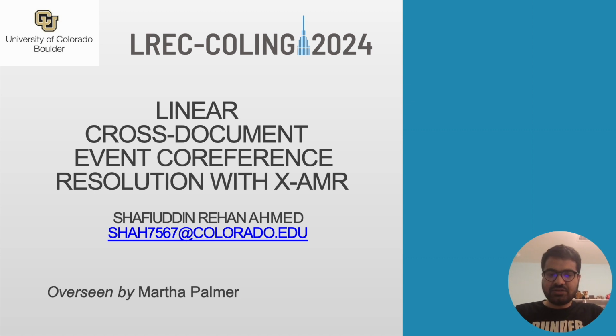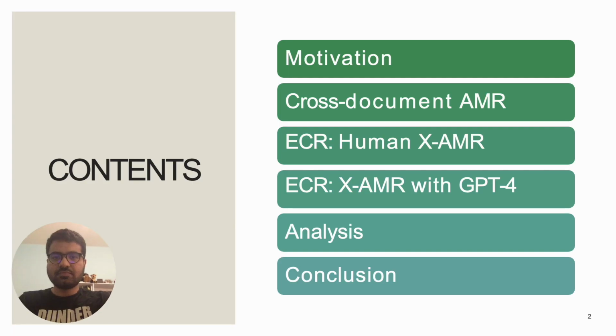In this presentation, I will go through the paper Linear Cross-Document Event Coreference Resolution with Cross-Document Abstract Meaning Representation, or X-AMR for short. The presentation is divided into 6 sections, in which first I lay out the main motivations for this work, urging the need for corpus-level event representation as a way of compressing information.